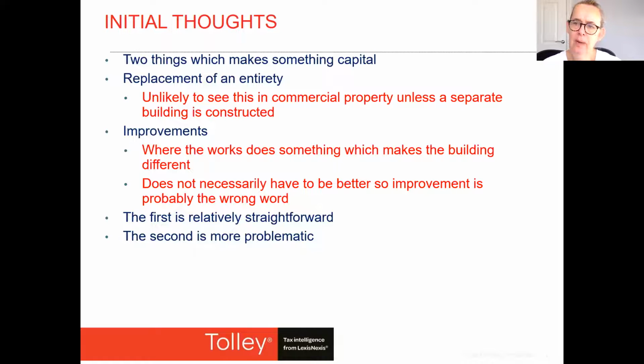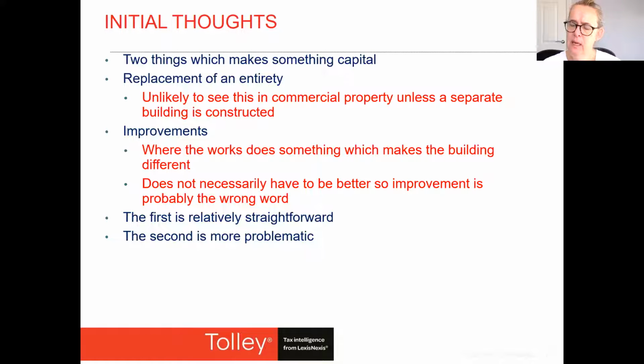The real issue that we have when we're looking at improvements is, what about a situation where you can't actually replace it like for like because the materials used are not going to be the same. You can't actually get the same quality.